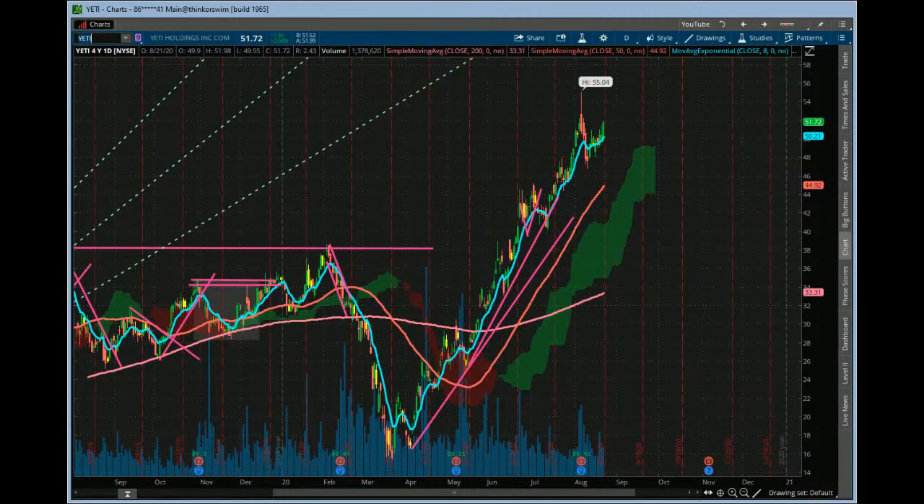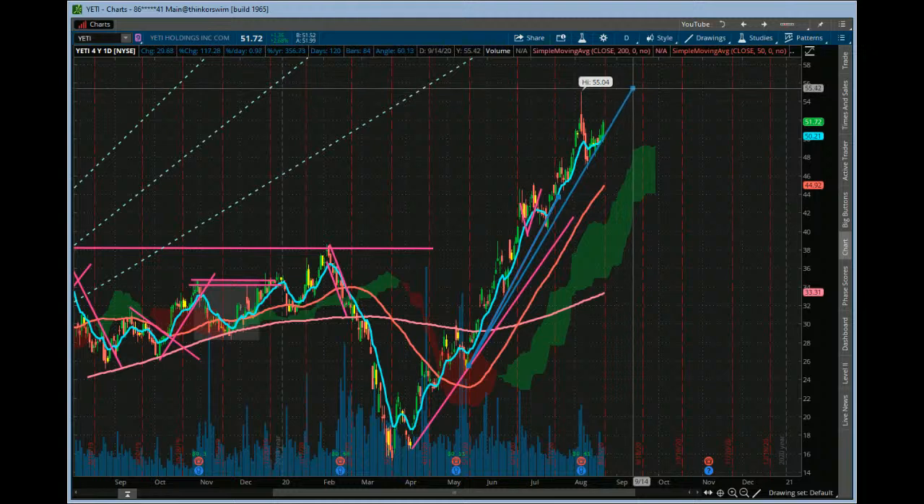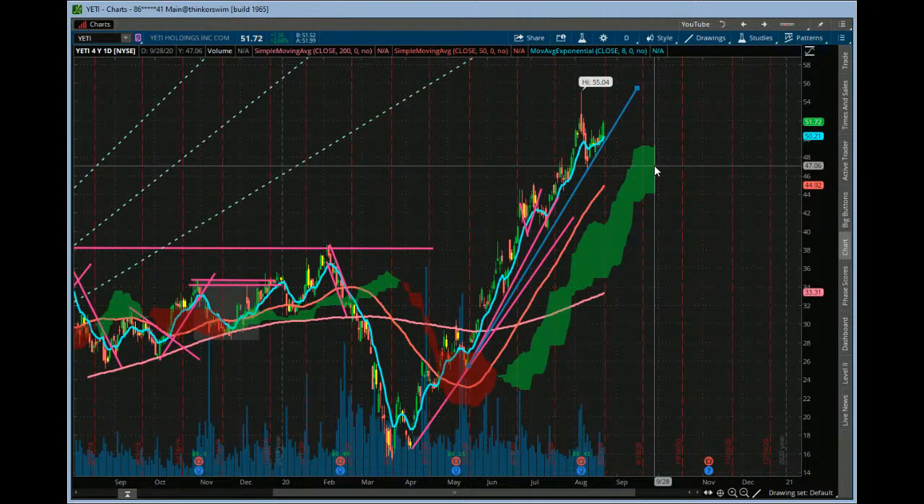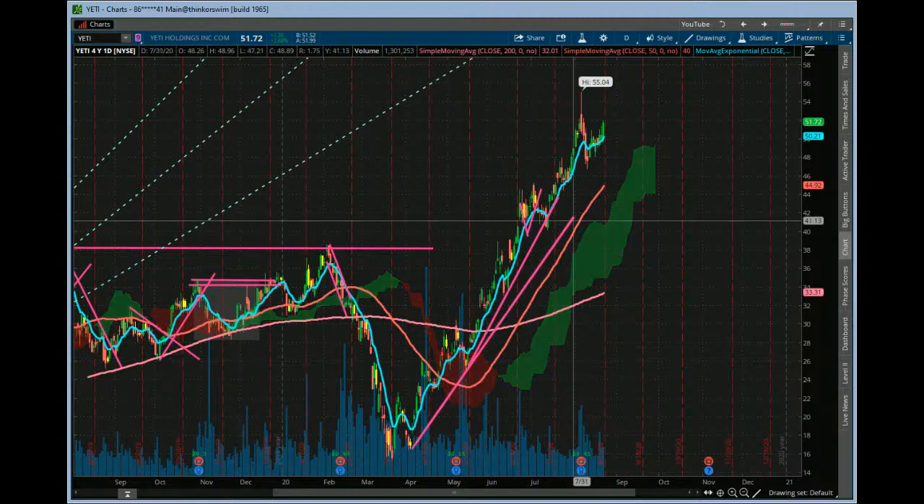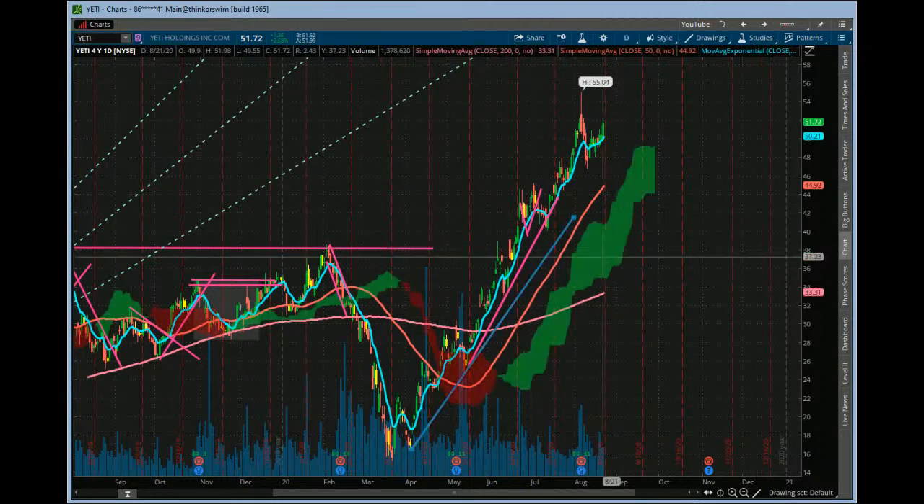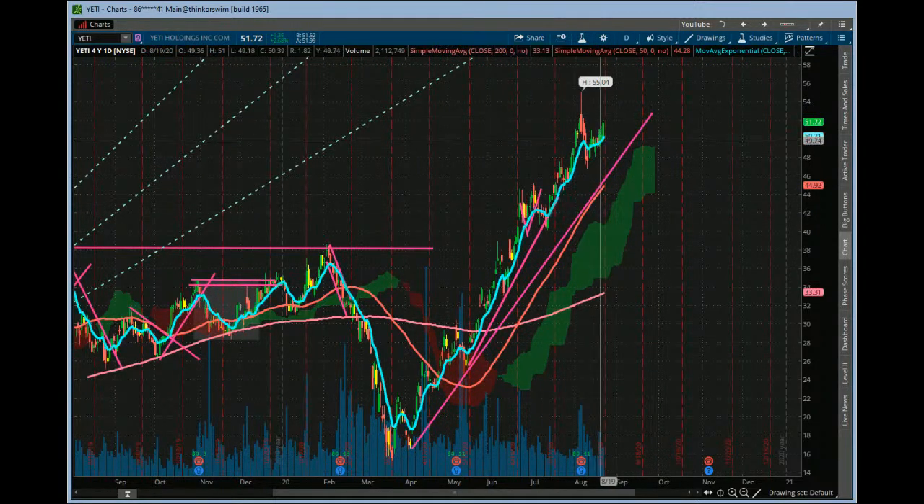Yeti's been extremely strong since the Corona crash, right? So I guess everybody wants coolers for their RVs or whatever's going on out there, right? So technically, we're still kind of testing a couple of these levels right here. This is sort of like your macro trend line off of these levels here. So again, bullish until proven otherwise, but it still could chop sideways to the trend line on that one.